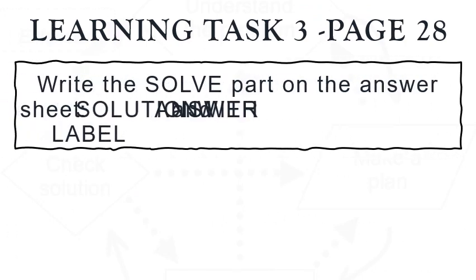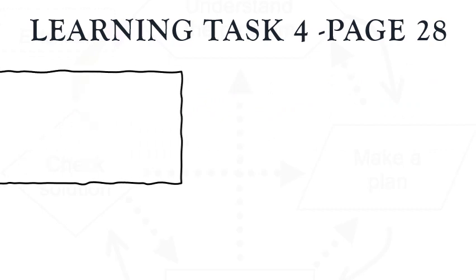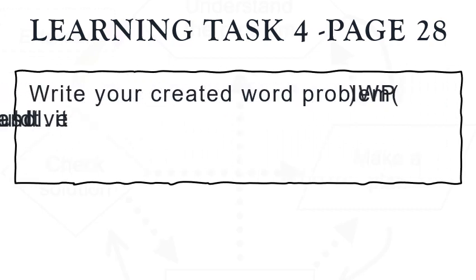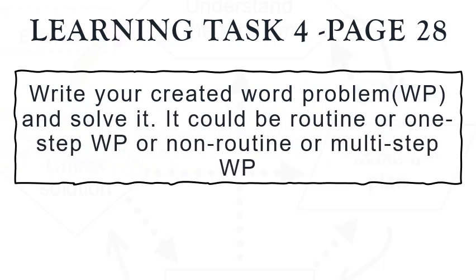Learning Task 3, page 28, to be submitted with computations. Write the solve part on the answer sheet. Learning Task 4, page 28, to be submitted. Write your created word problem, WP, and solve it. It could be a routine or one-step WP or non-routine.